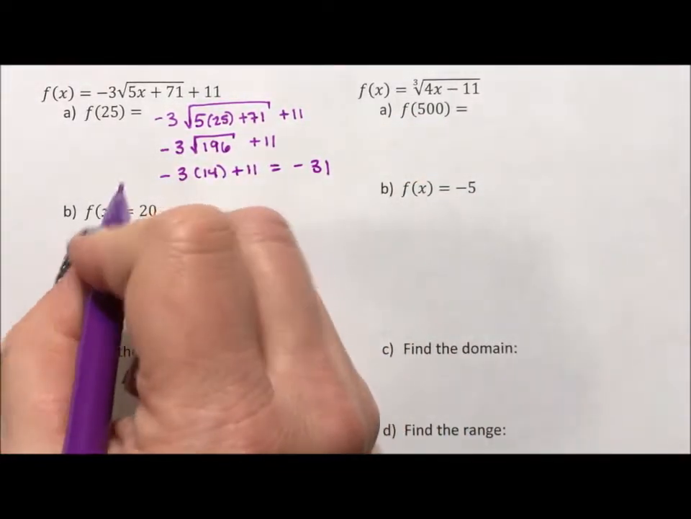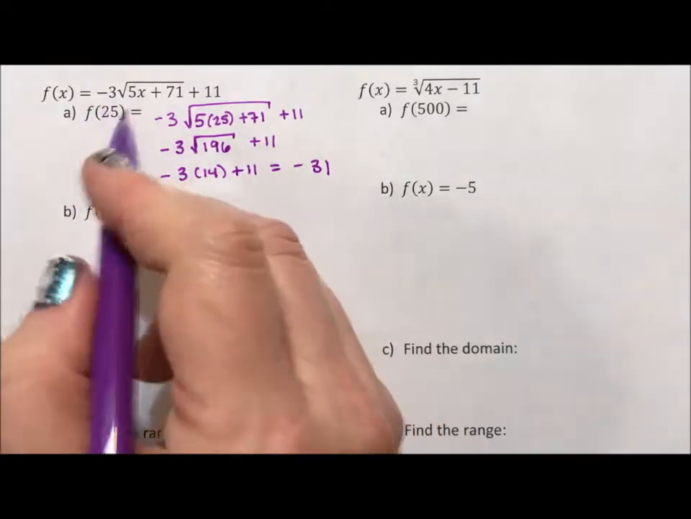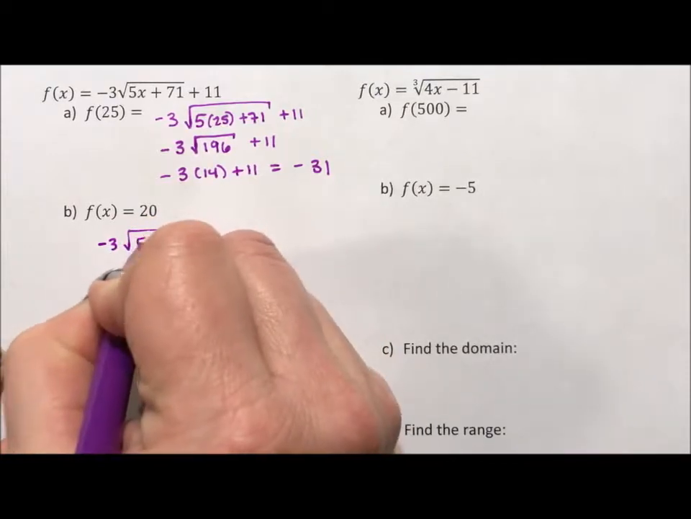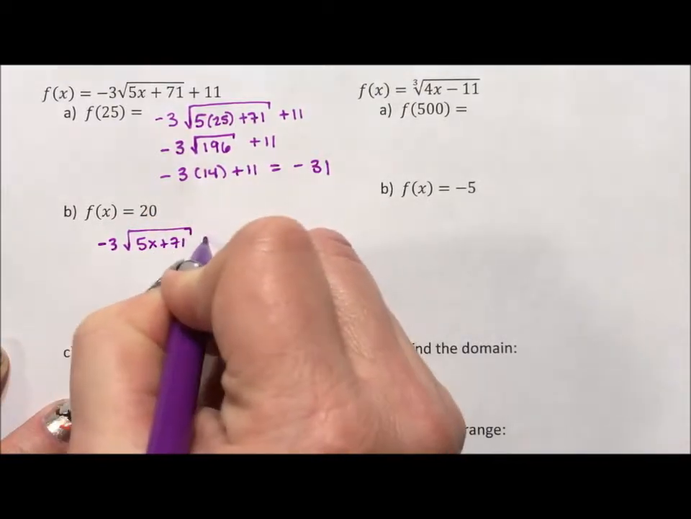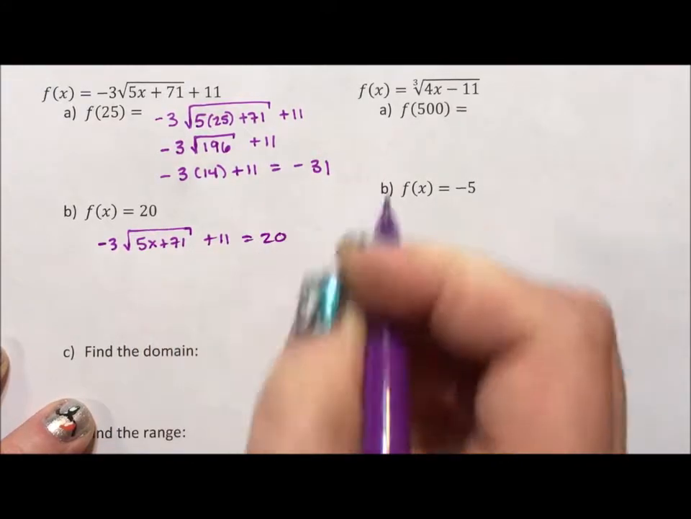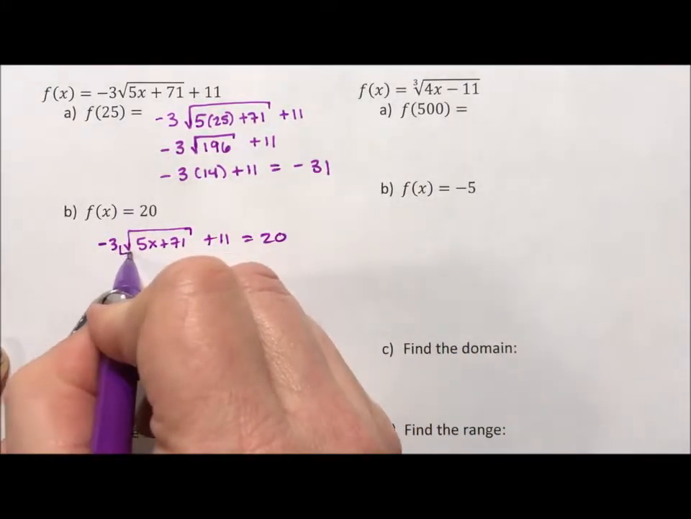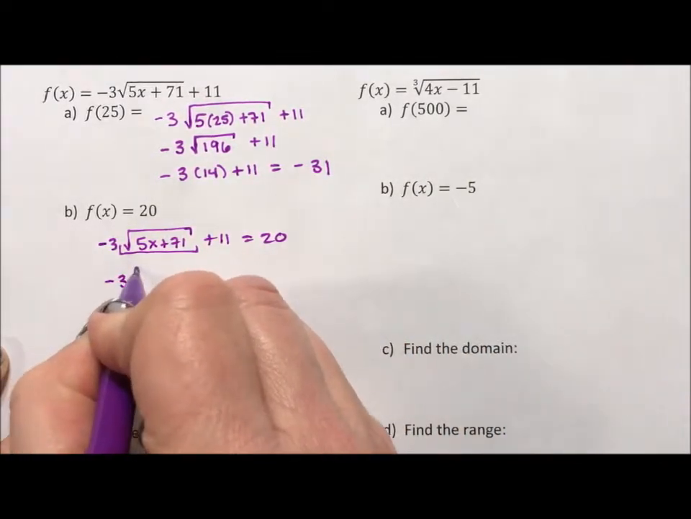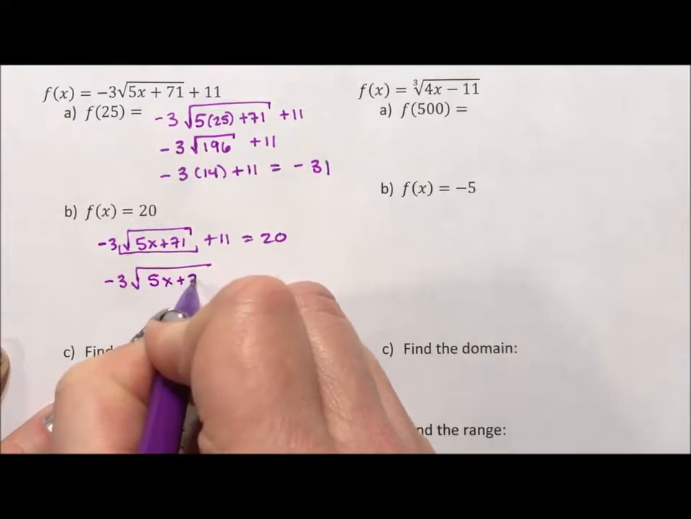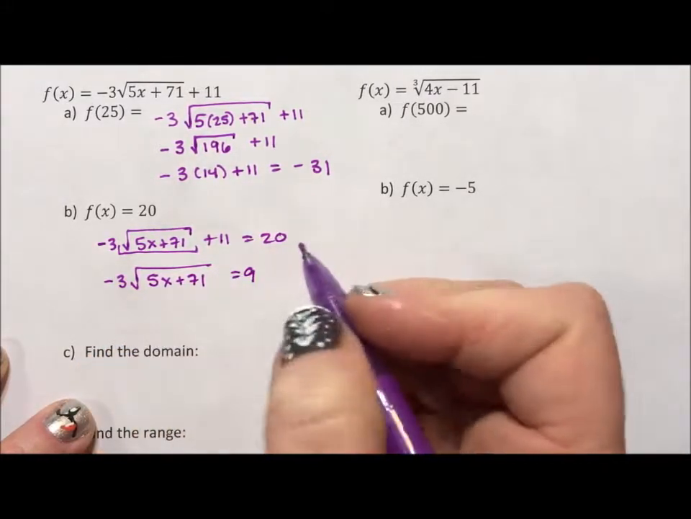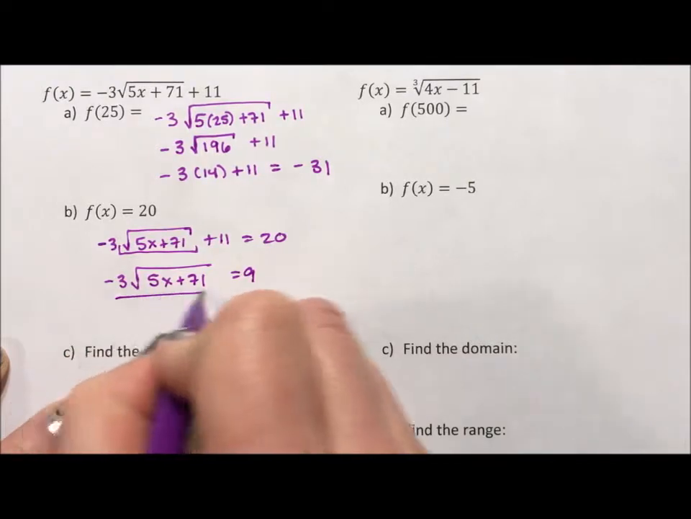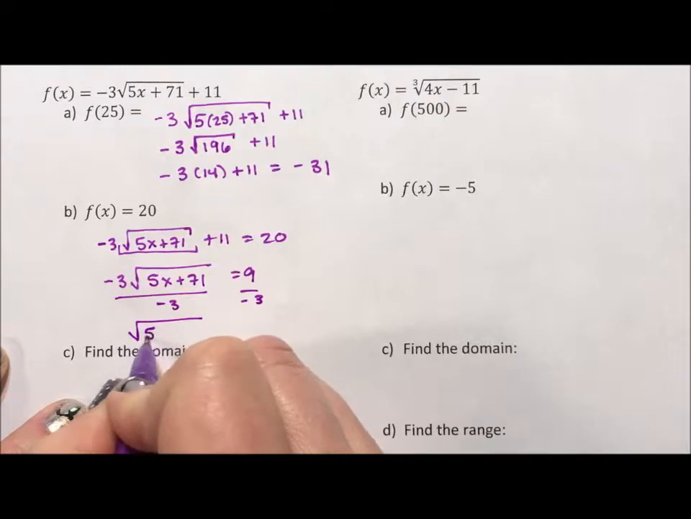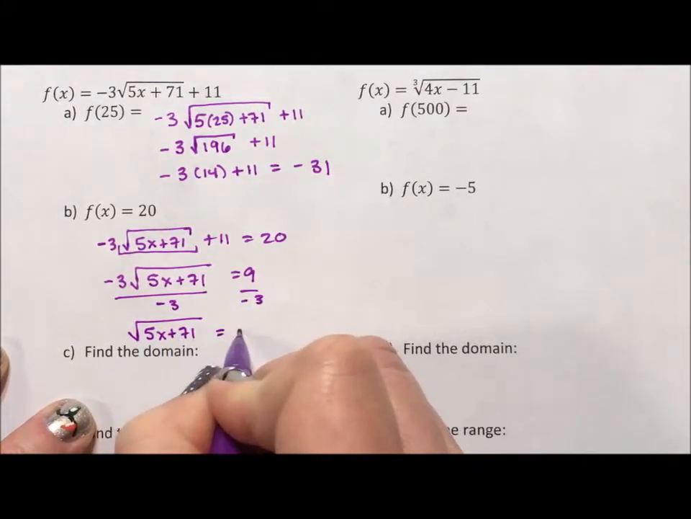If I want the output to be 20, that's like saying y equals 20. This time we take the whole radical function, negative 3 times the square root of 5x plus 71, plus 11, and we set it equal to 20. When we solve this, we really want to isolate this piece. So I have to subtract the 11 over. So negative 3 times the square root of 5x plus 71 equals 9. Divide by negative 3, and get the square root of 5x plus 71 equals negative 3.